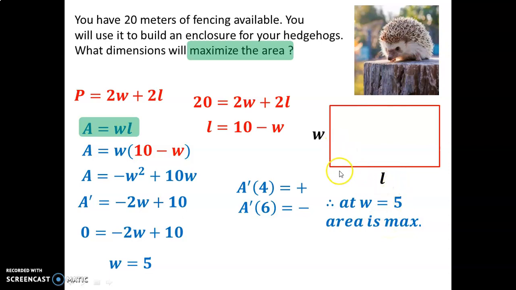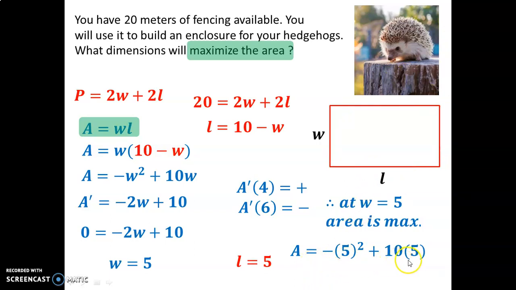So what is the maximum area? First, let's find L. L equals 5, because I took that W equals 5, put it back in here, and I found out that L is 5. Well, that's interesting. We have actually created a square. It's 5 by 5. So to maximize the area of a rectangle, we actually make it into a square.